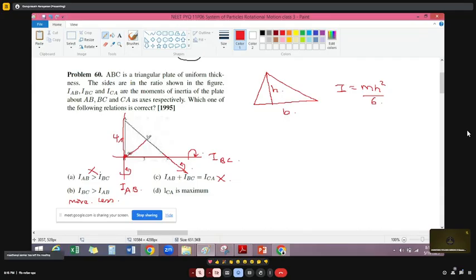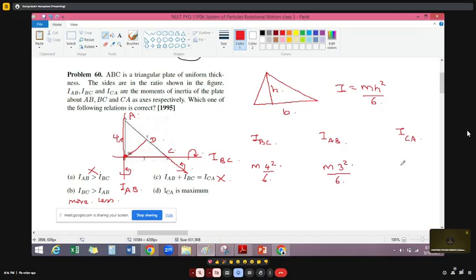Because if I draw a line here, this is B and this is D, this is A, this is C. I_BC, I_AB, I_CA. I_BC is about this point. Here it is m h squared by 6, which means m 4 squared by 6. I_AB means about this point, which means height is 3. That means m 3 squared divided by 6.